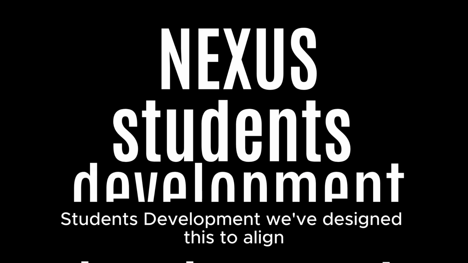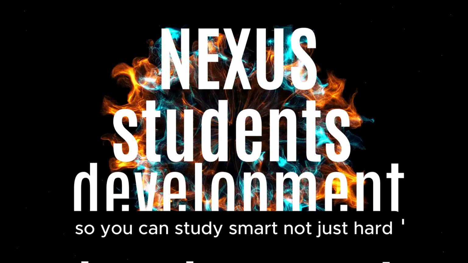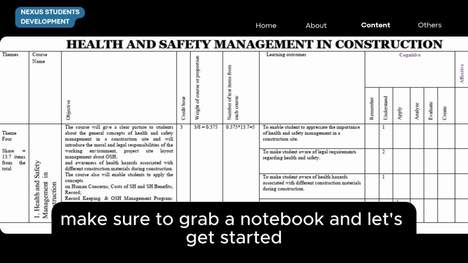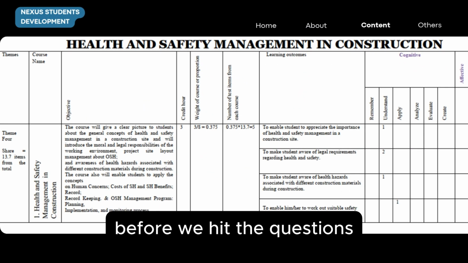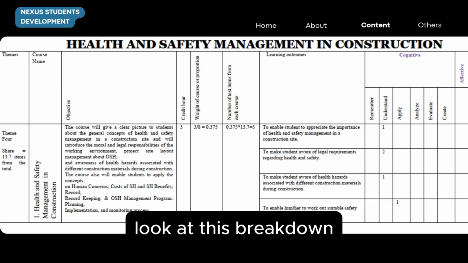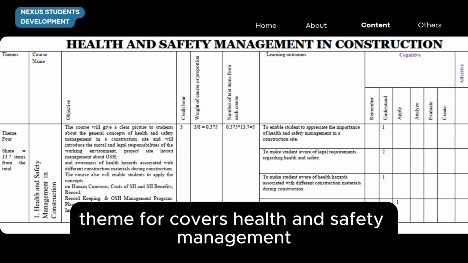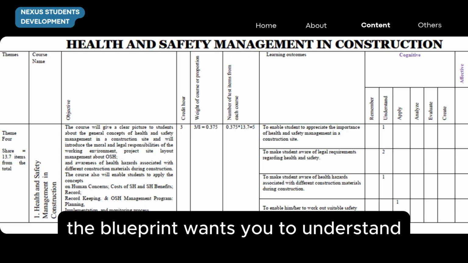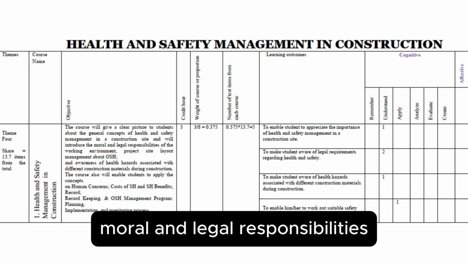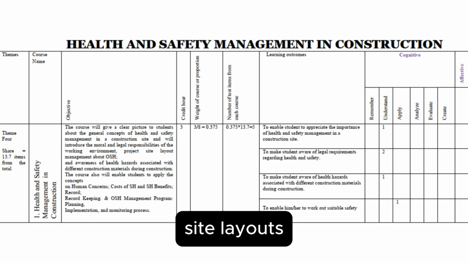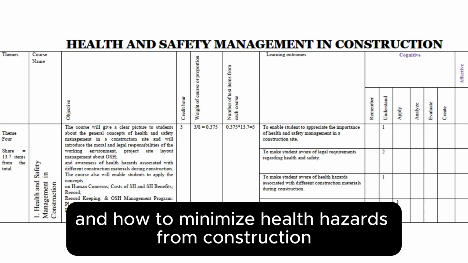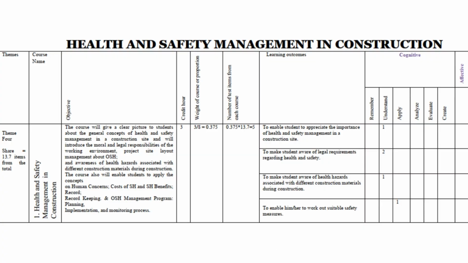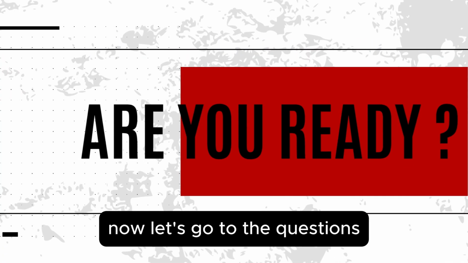We've designed this to align perfectly with your blueprint so you can study smart, not just hard. Make sure to grab a notebook and let's get started. Before we hit the questions, look at this breakdown. Theme 4 covers health and safety management, accounting for roughly 5 exam items. The blueprint wants you to understand moral and legal responsibilities, site layouts, and how to minimize health hazards from construction materials. Now let's go to the questions.